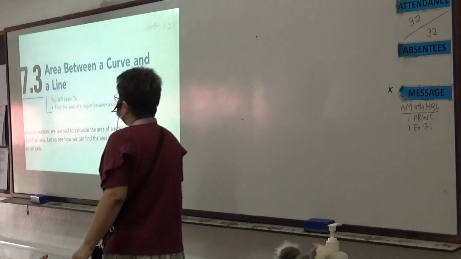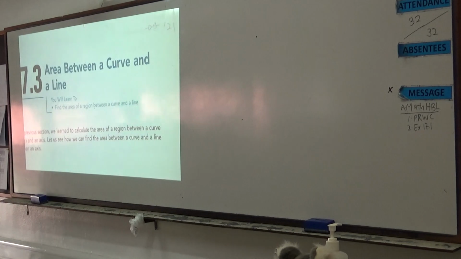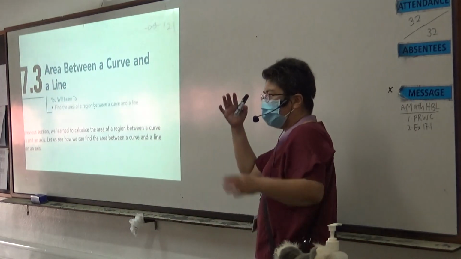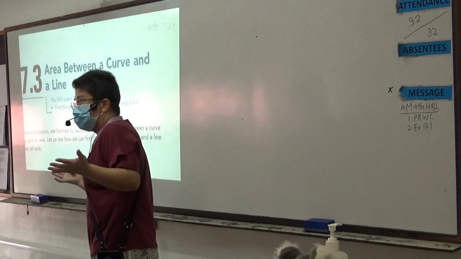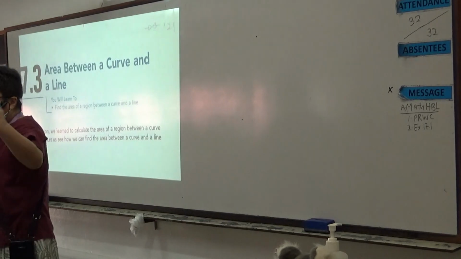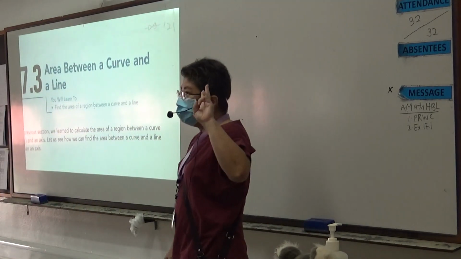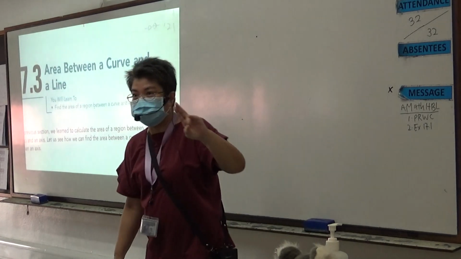To talk about area between a curve and a line. Now, there are actually two methods to do it. I personally like to take area of a shape rather than integrate the line, but it's up to you. Either way will be okay. I'll show you both ways, and I'll show you that it's the same.